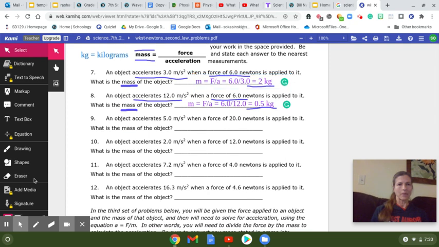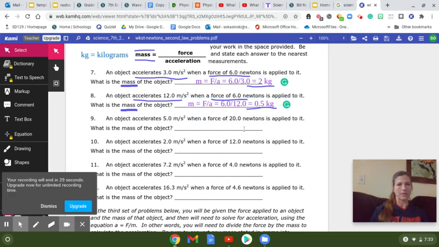Next example. For the next example, we have force divided by acceleration again. The force here was 6 newtons, and we're going to divide that by the acceleration of the object, which was 12 meters per second squared. 6 divided by 12 equals 0.5 kilograms.